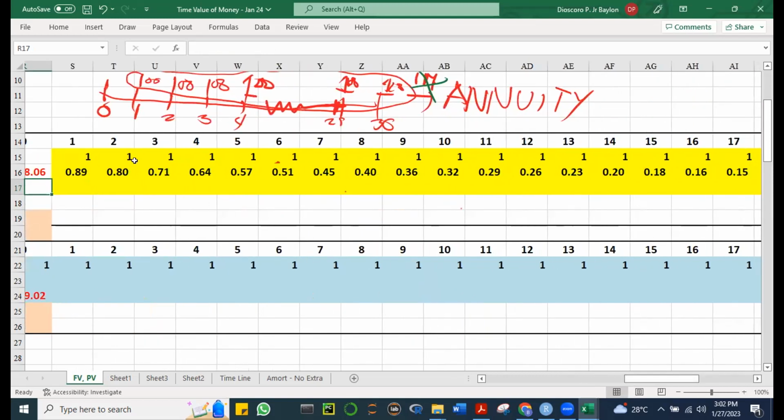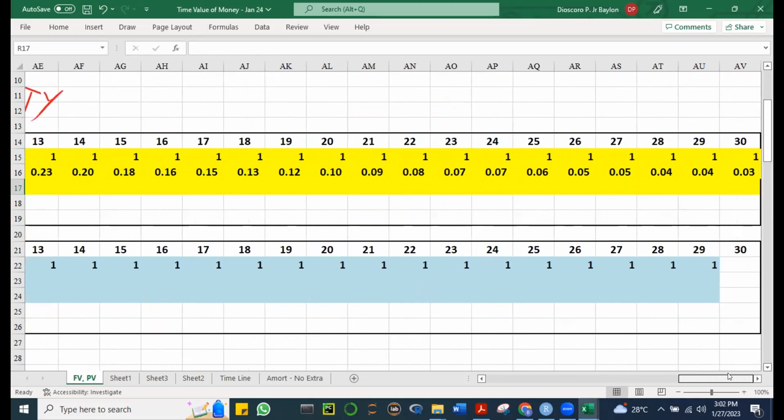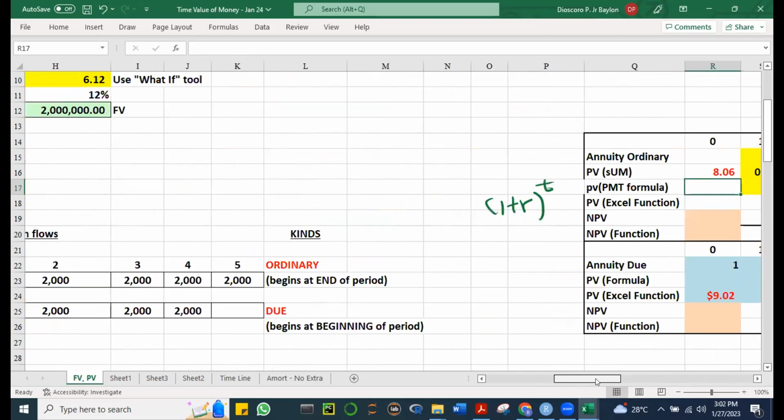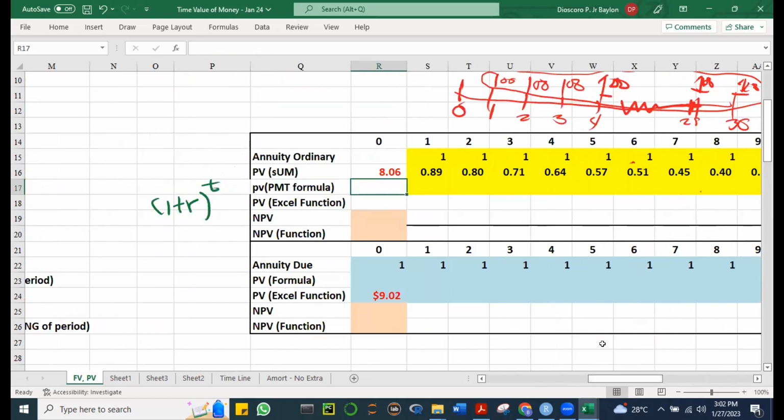equivalent of this stream of cash flows, a cash flow of 1 for 30 years. So we have here 30 years. Each year you're going to get one peso, for example. And it's an ordinary annuity because this is year zero, time 0. After 1 year, that's when you get 1. The question is how much is the equivalent of an annuity of 1 for 30 years, earning 12%? How much is its present value?